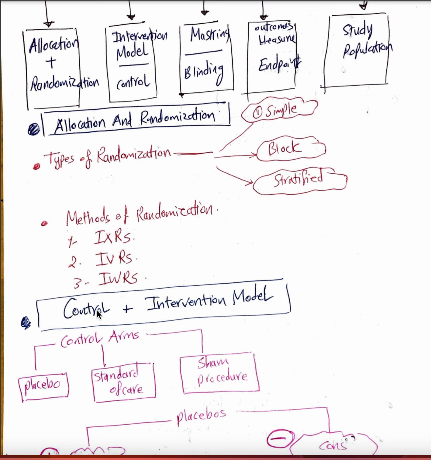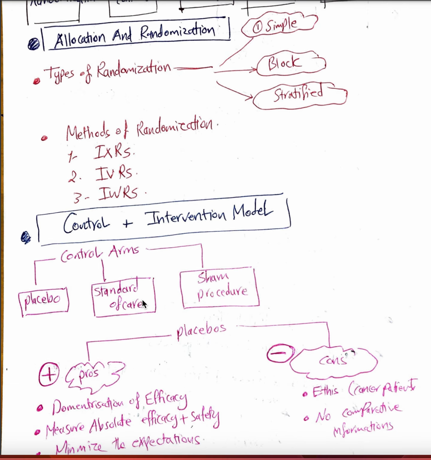So we know the types of randomization: simple, block, and stratified, and we know the methods of randomization: IXRS, IWRS, and IVRS. So these are the methods of randomization. So we explained one component of the clinical trial, which is called allocation and randomization. Now we go to the intervention model and control.